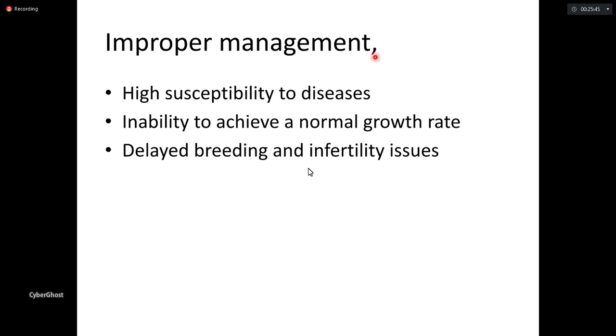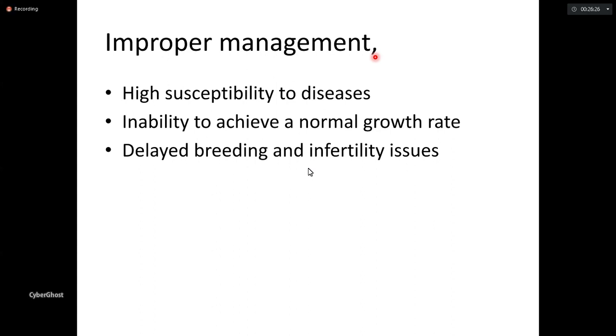But if we do not achieve that particular growth rate, we cannot target a particular body weight in the future, because there should be a minimum or standard body weight achieved at the end of a particular time for the breeding purposes of these animals, right? In some cases they use the age, in some cases they use the body weight for their performance. So if they are properly or improperly managed, what happens is they will not be able to achieve the normal growth rate. As a result, what happens? The breeding practices, right? And we will be seeing some infertility issues.